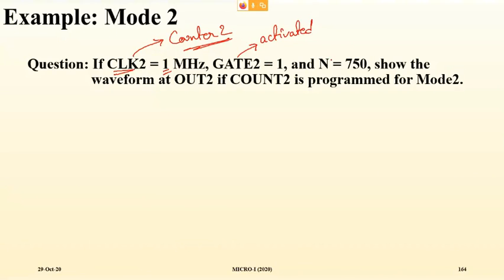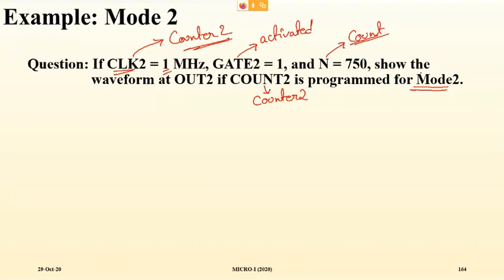Okay, and the count is 750. Now show the waveform at output 2. If counter 2 is programmed for mode 2, so we have to show the waveform of output 2 when the counter is programmed for mode 2.